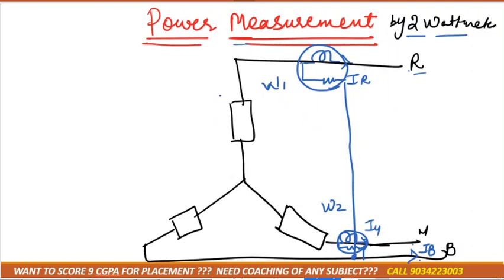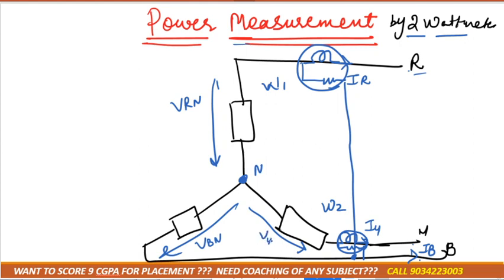So in this case, how much is the voltage? As it's a star connection, we'll have a neutral point also. The voltage between R and N is VRN. The voltage between B and N would be VBN. The voltage between Y and N would be VYN. Right? So as you know, the power formula is how much? Power is VI cos phi.